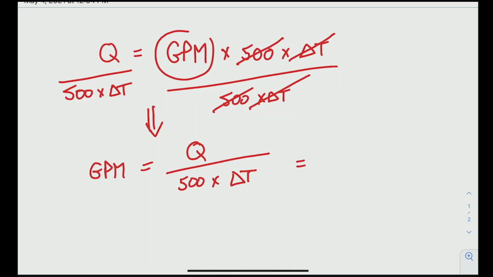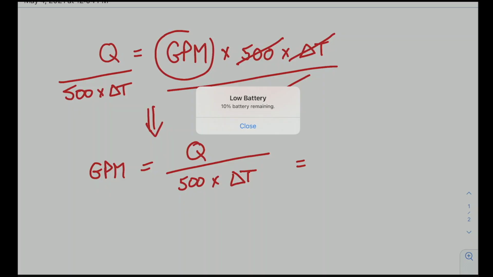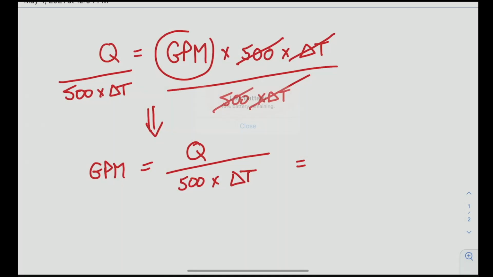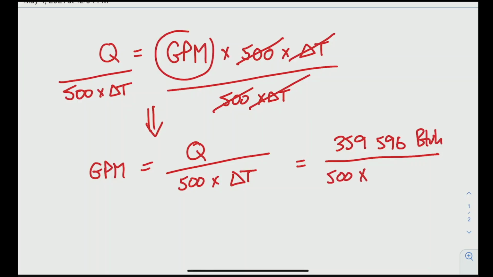So let's put in our numbers. We already know the capacity of the coil because we know how much it cooled the air when we previously calculated the amount of cooling it does. So it's going to be absorbing 359,596 BTUH, right? BTUH, we know that. And we divide that by 500 times, what was the change in temperature? It was a 10-degree change in temperature on our chilled water coil.